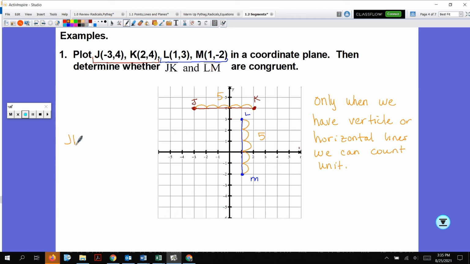We can write it multiple ways. JK, the segment, is congruent to the segment LM. We can also say the length is equal because it is. JK is equal to LM. Fabulous, because 5 equals 5, right? Easy, peasy, lemon, squeezy. We only have 2 more examples and we are done.